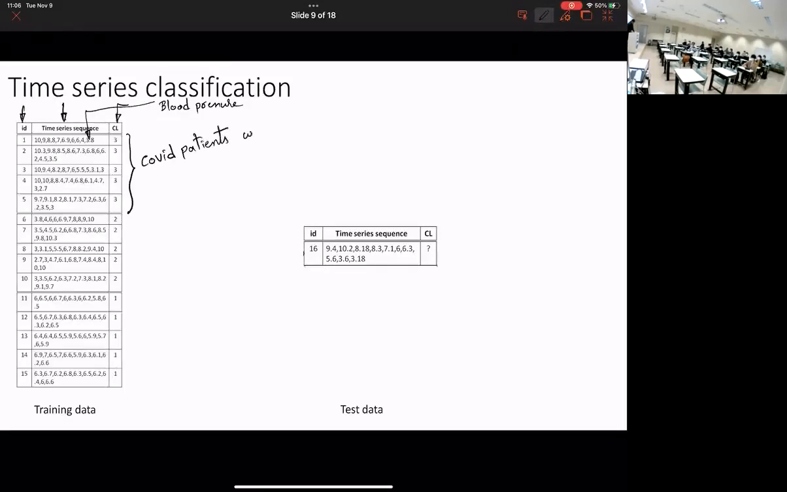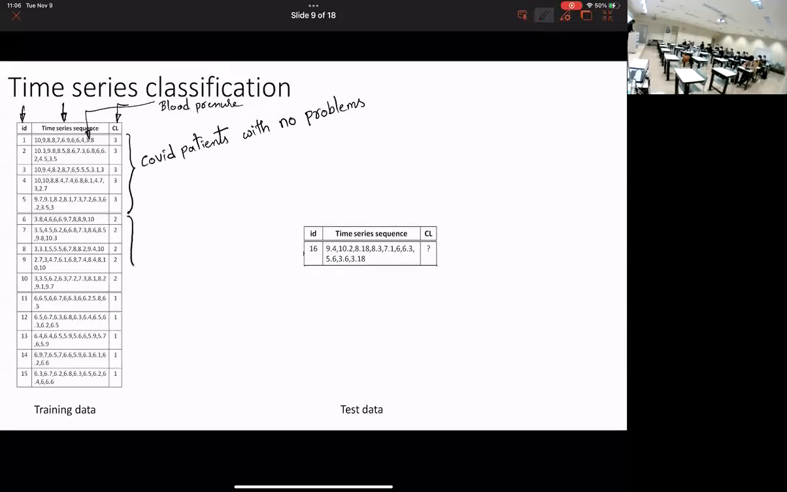COVID patients with no problems. They just stayed in the hospital for 15 days, they recovered and they went back. So they did not face any problem.